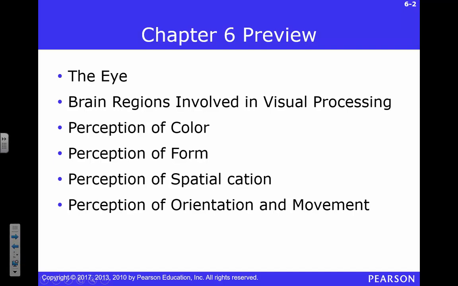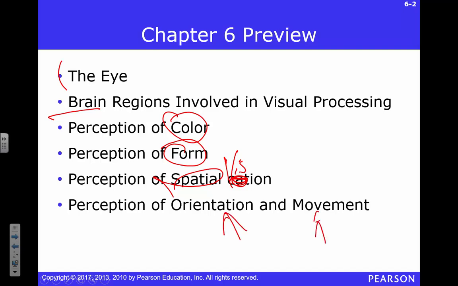So we will talk about, I think we can get through all of this. We'll talk a little bit about the eye. It's important to understand that receptive apparatus. If we're going to be pulling that information in, we need to understand how that works. We'll talk about some brain regions involved in visual processing: color, shape, spatial. You don't have to know about spatial locations. And orientation and movement is going to be exciting.